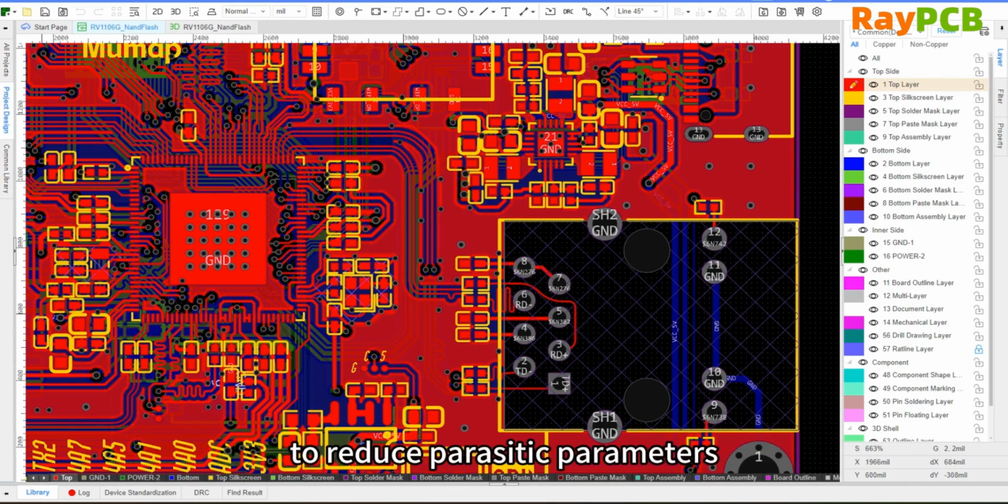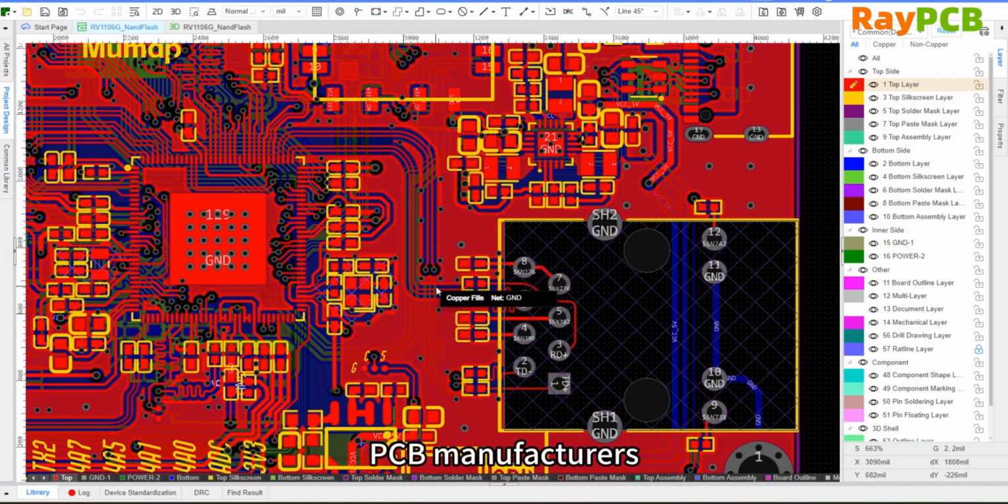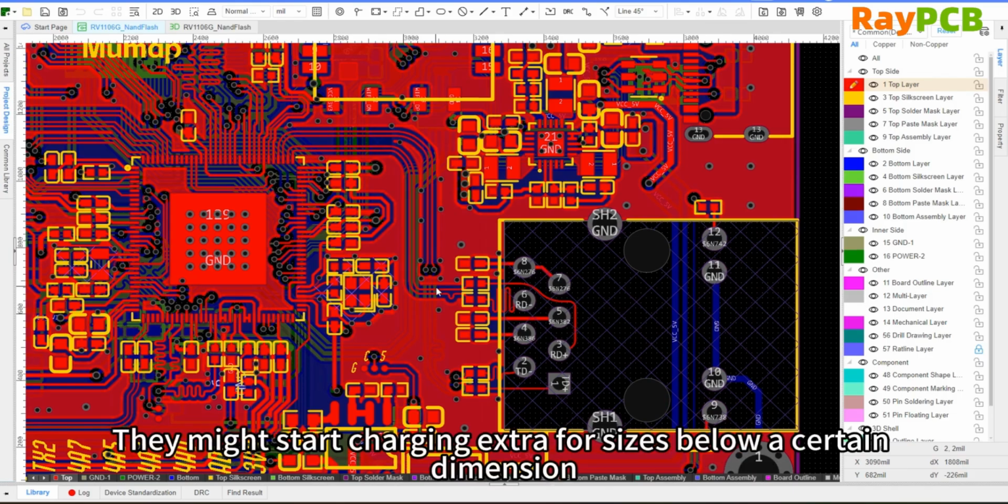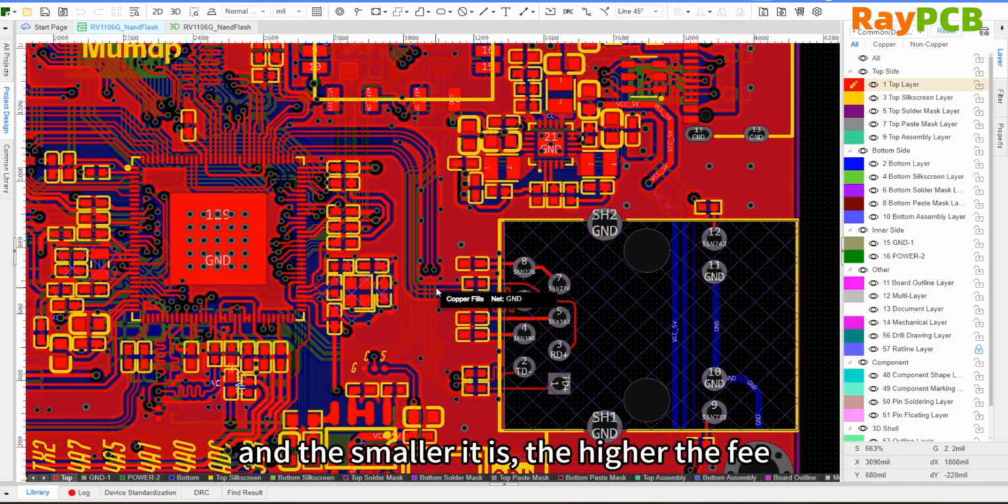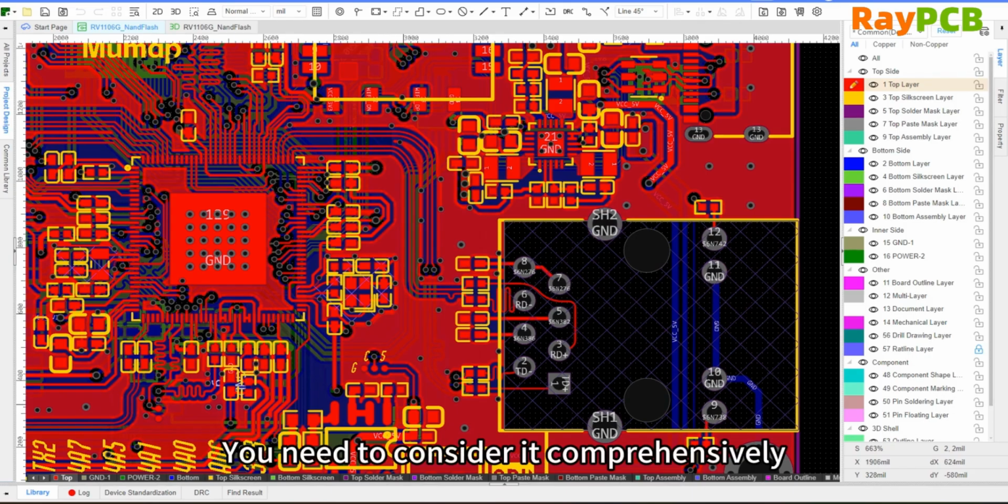Of course, you also need to consider manufacturing costs. PCB manufacturers have limitations on via sizes, and they may start charging extra below a certain size, with the cost increasing as the size gets smaller. So bigger is not always better, but neither is smaller always better. You need to consider all factors together.